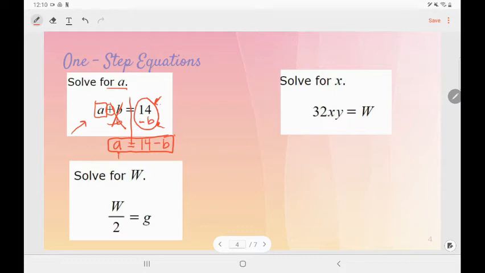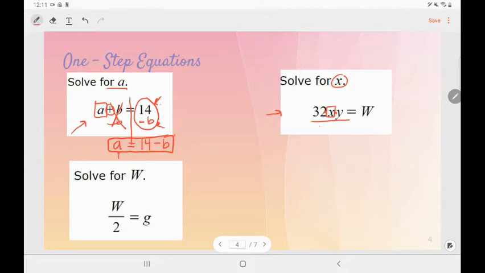Let's go ahead and look at the next example. The next example asks me to solve for x. I'm going to identify my variable in the actual equation. So x is right here. Now, if you have forgotten what operation is going on between 32x and y, remember that if there's nothing written there, then it's not addition or subtraction or division. There are imaginary multiplication signs. So in order to undo that multiplication, I'm going to do the opposite and divide.